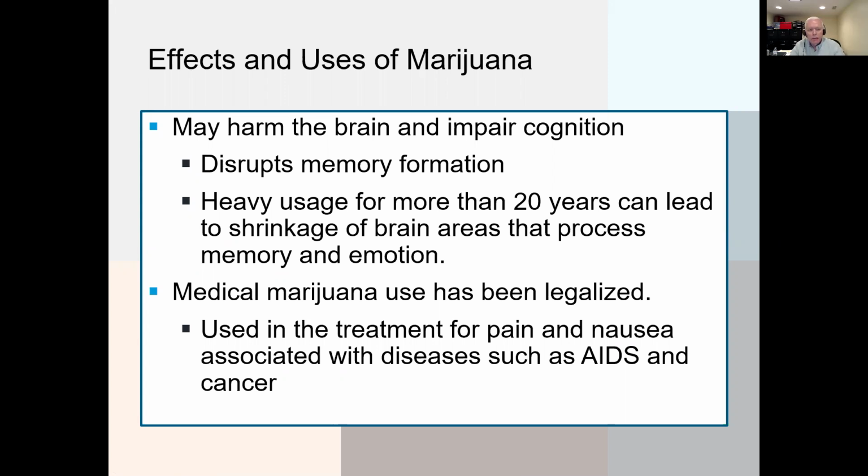To say a little more about how marijuana may harm the brain and impair cognition, it can disrupt memory formation. Heavy usage over a long period of time can actually lead to shrinkage of brain areas that process memory and emotion. As you know, medical marijuana has now been legalized in a number of states and has been found to be helpful in the treatment of various conditions, including pain, nausea associated with diseases such as AIDS and cancer.